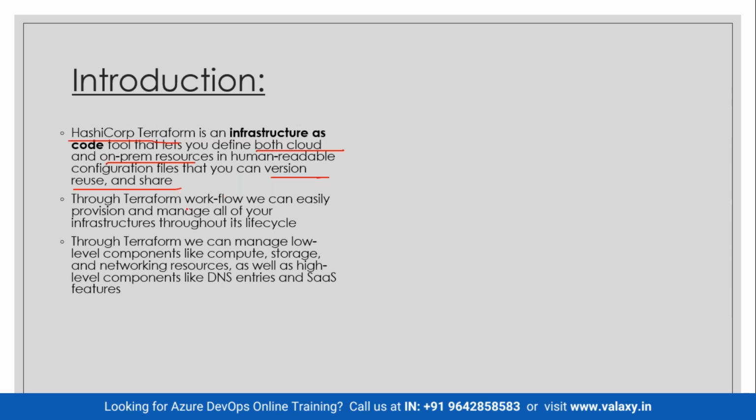Through the Terraform workflow, we can easily provision and manage all your infrastructure throughout its life cycle. I'll show you what exactly the workflow is. Post that we can understand easily how exactly Terraform manages your complete infrastructure. Through Terraform, we can manage low-level components like compute, storage, networking resources, as well as high-level components like DNS entries, SaaS features. So Terraform can manage entire infra creation, even CDN can be created using Terraform, guys. It can create whatever resources you want to create. The only thing is it should be supported by the cloud providers.